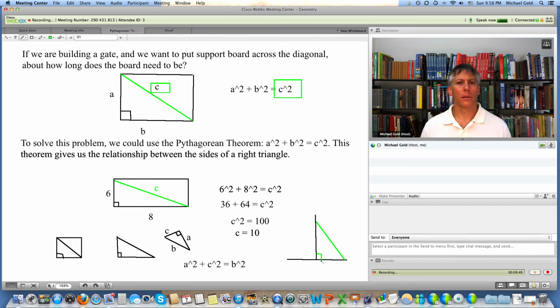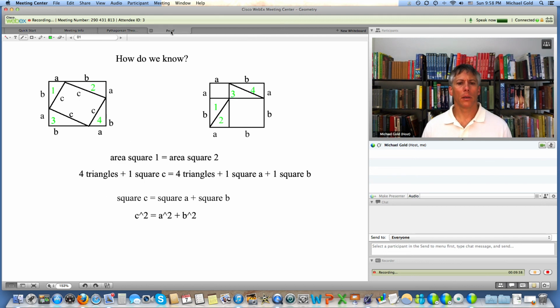So that is a brief lesson in the Pythagorean theorem today. We saw why it's useful, and we went over one quick, elegant proof to show you it's true.